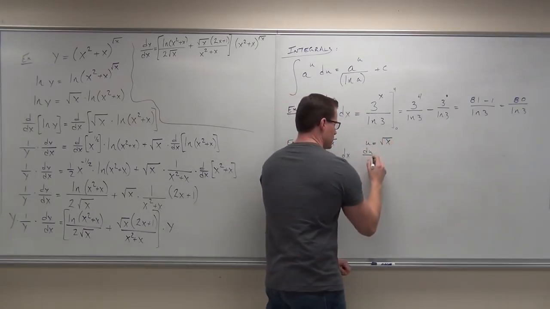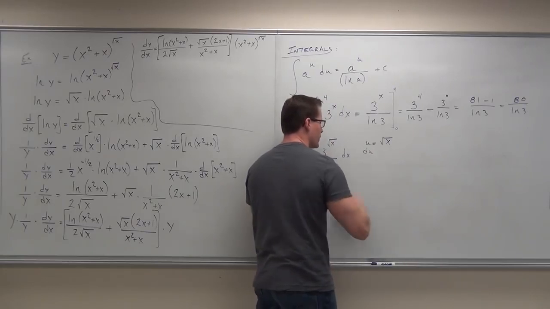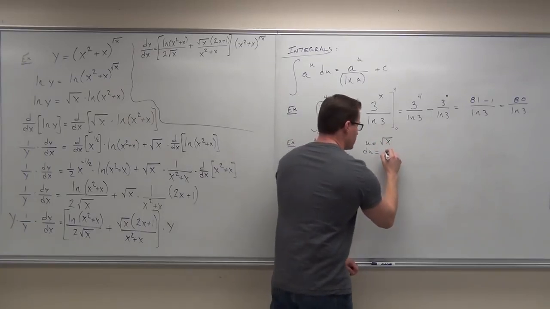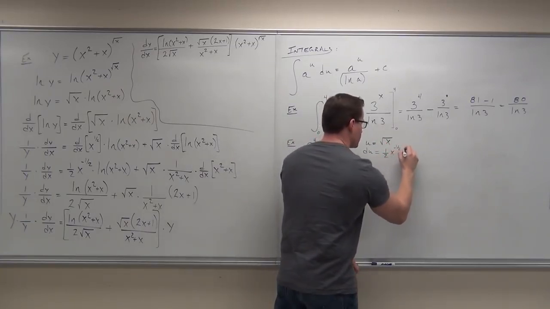then du equals, remember that's x to the 1/2. So we'd have 1/2 x to the negative 1/2. Perfect.